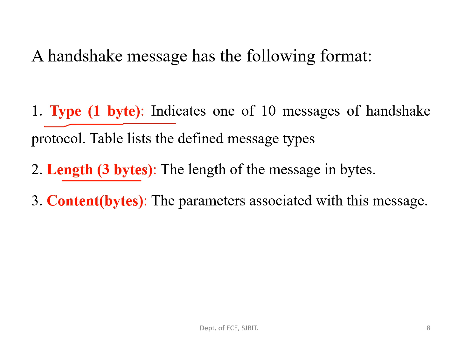A handshake message has the following format. It consists of three fields. Type is 1 byte. Next is length, which consists of 3 bytes, and content, which consists of one or more bytes. Type indicates one of the 10 messages of the handshake protocol. Second one is length, the length of the message in bytes. Third one is content, the parameters associated with this message.